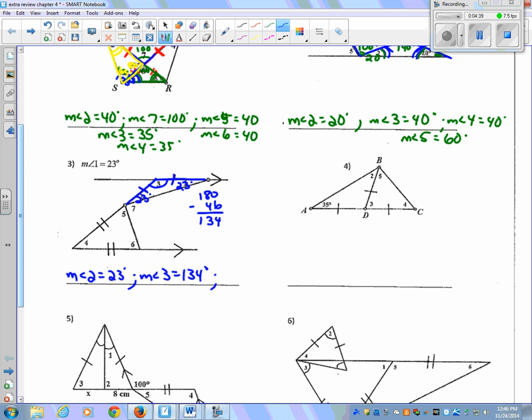Now, from here, we have to look for other clues. And this little arrow and this little arrow tells us that this line is parallel to that line. I don't see any z's here for alternate interior angles. I don't see any angles at all on the exterior. So I'm going to look for same side interior. And it turns out 3 and 4 are same side interior angles. Like this. Same side interior angles. So if angle 3 is 134, then angle 4 has to be 180 minus 134, which is 46 degrees.